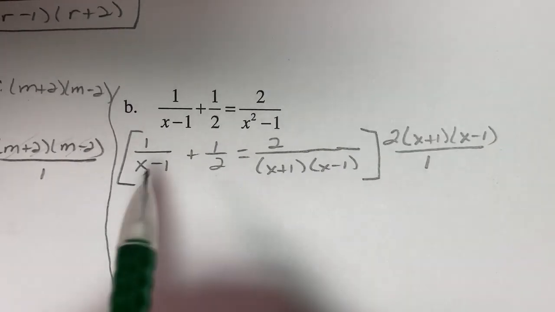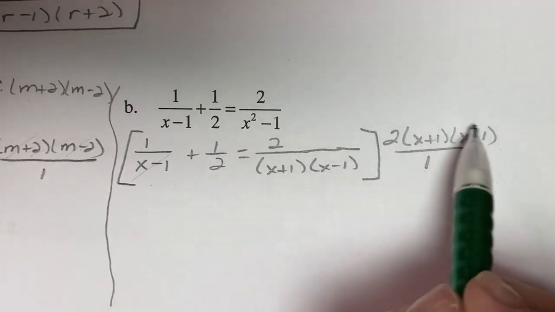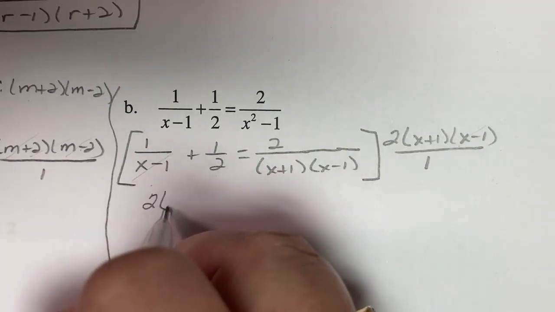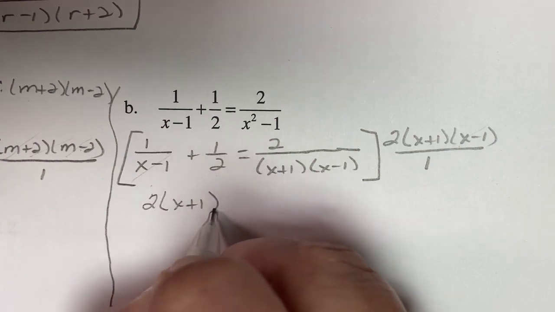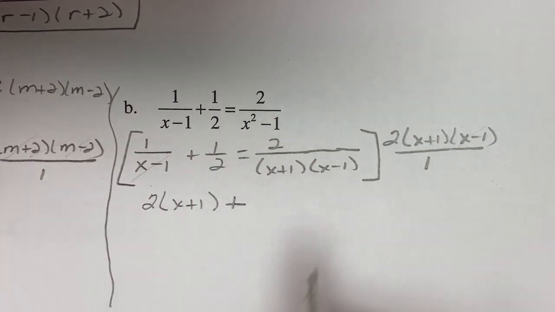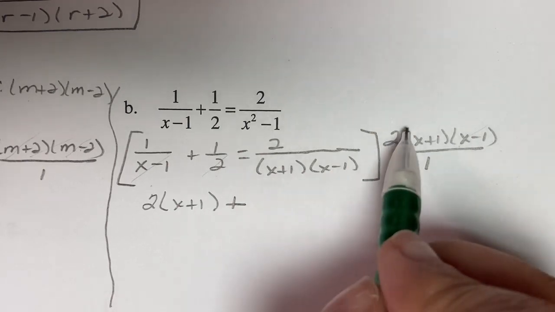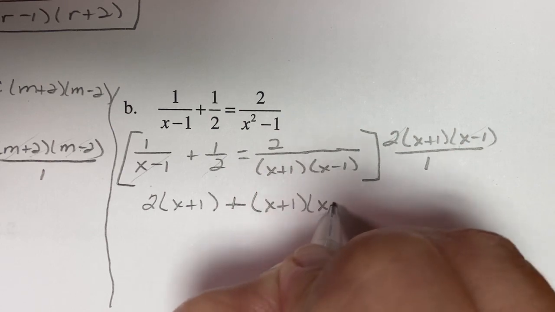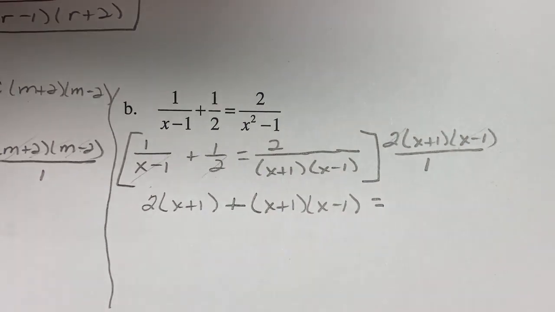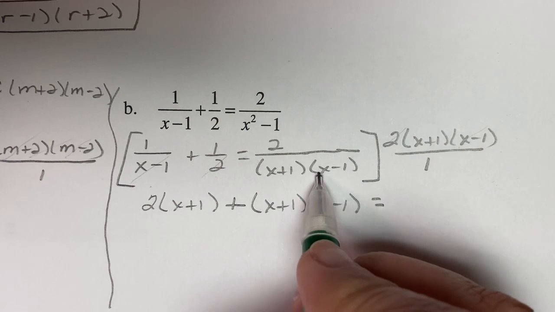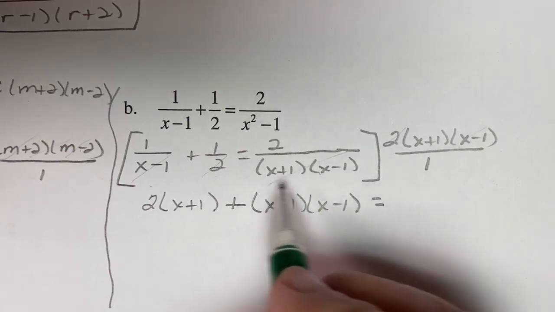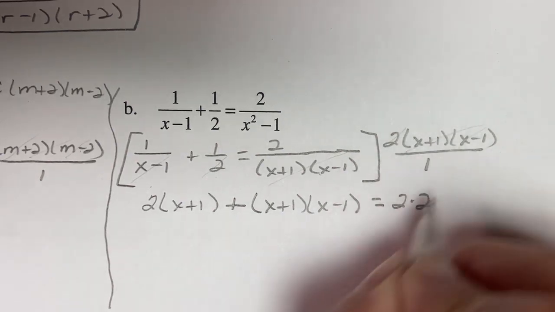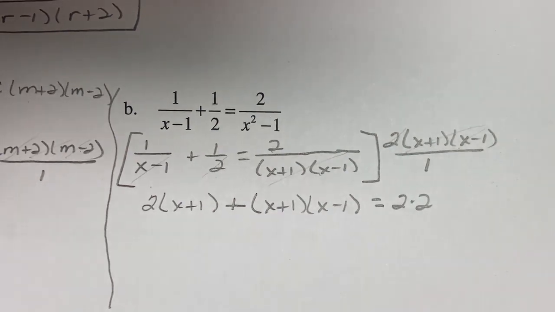All right, well, let's see what's going to happen. When I do this first term, only the x minus 1s are going to cancel, which is going to leave me with 2 times x plus 1, plus. When I do this second term, only the 2s are going to cancel, and that's going to leave me with x plus 1 times x minus 1. And finally, when I do this term on the right-hand side of the equal sign, both the x plus 1 and the x minus 1s will cancel, which leaves me with 2 times 2.